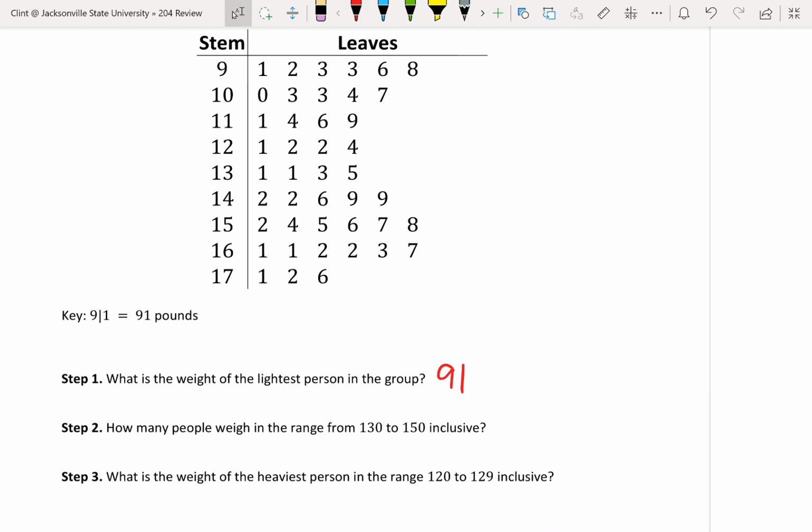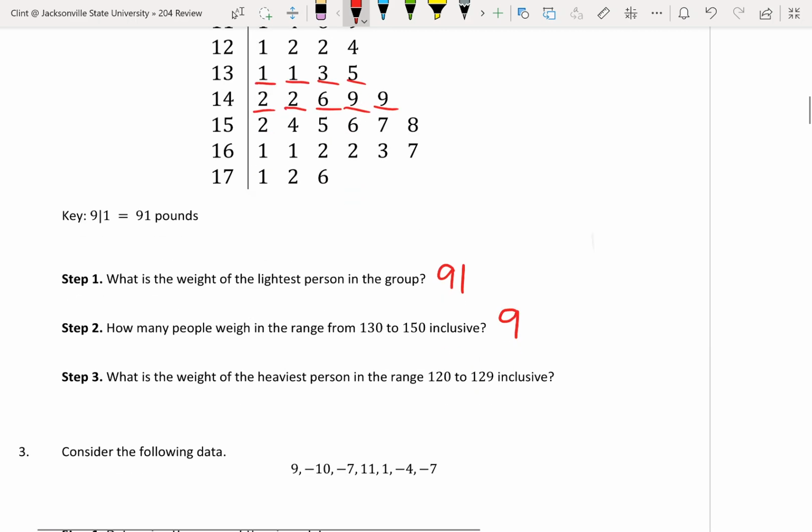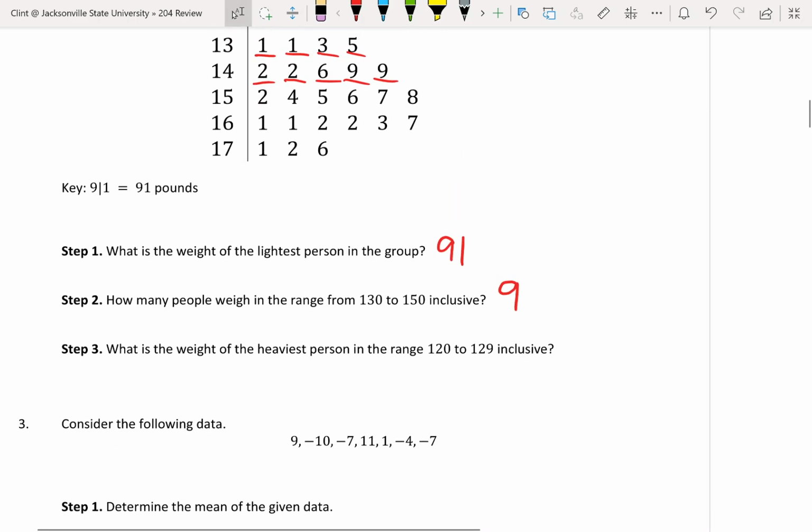Number 2 says how many people weigh in the range from 130 to 150 inclusive. So the inclusive part means if you have a 130, we're going to count it. If we have a 150, we're going to count it. So we just count the leaves. Right? We've got 1, 2, 3, 4, 5, 6, 7, 8, 9. The next person's 152, so that's too big. So we get 9 there. Common mistakes I see there is sometimes somebody just won't read it real well, and they'll include this row too, but just read it carefully.